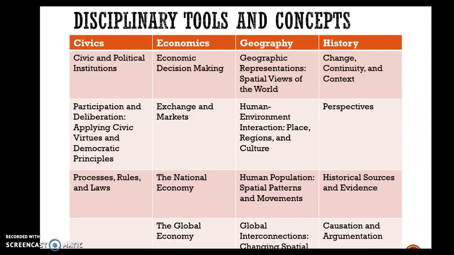So let's look at the standards before we get to Dimension 1. This is Dimension 2, an overview of disciplinary tools and concepts. So the four main areas of civics, economics, geography, and history. You'll notice that civics is divided into three categories. Economics, geography, and history are divided into four.